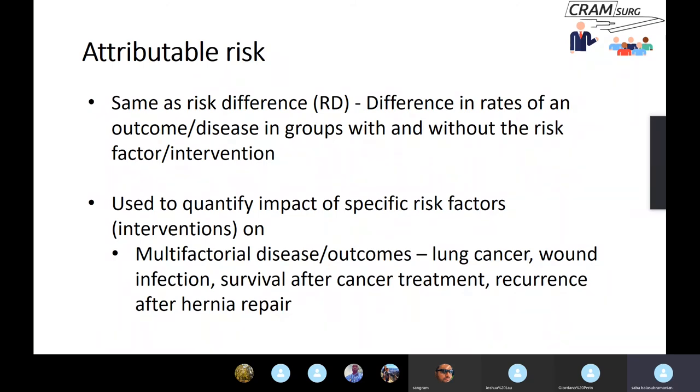So it's a lot more complicated. Same holds true for outcomes such as wound infection, survival after cancer treatment, and recurrence after hernia repair. So it's not one specific risk factor, but a variety of risk factors. And if you want to know what the impact of each individual risk factor is, or what would be the improvement if you eliminate that risk factor, then you want to know what the attributable risk is, or the risk that you can attribute to that one factor.